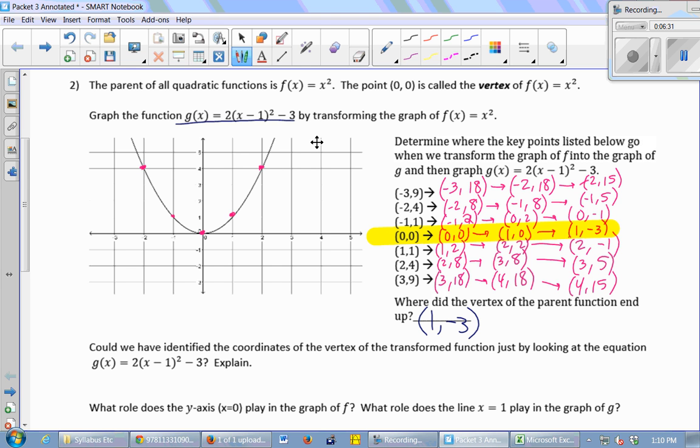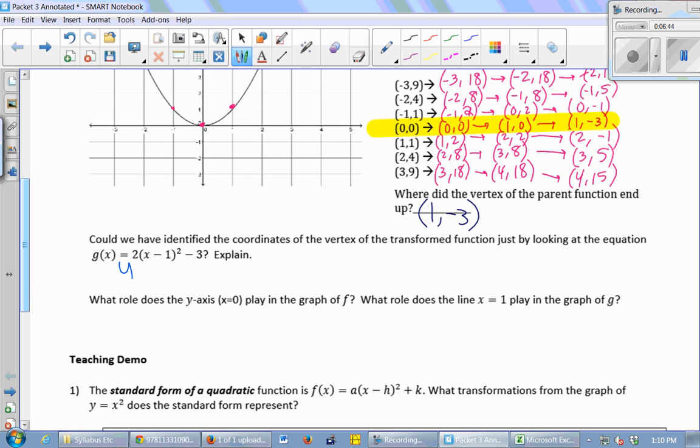Yes. There's a 1, right? Right here, there's the 1. There's my -3. It's in the equation. Okay. So there's a 1, there's a -3.